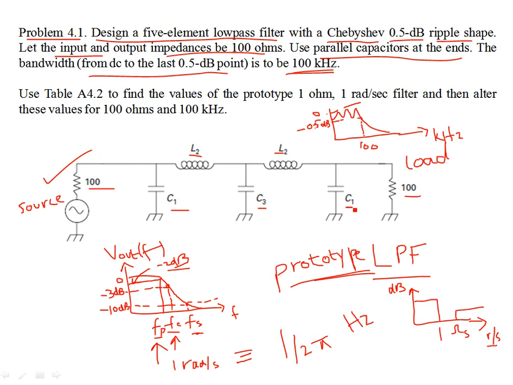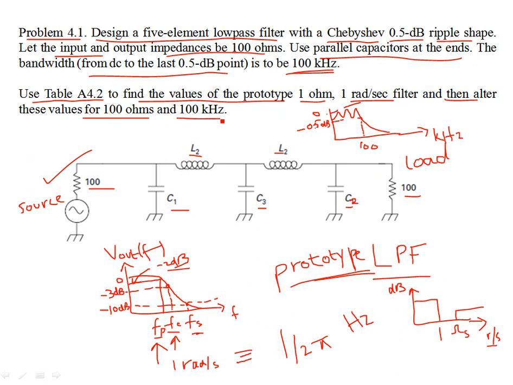This is C1, C3, and let's call this C2. Never mind. So you have to use the table which is given in the appendix of the book, that is A 4.2, to find the values of the prototype 1 ohm, 1 radian per second filter, and then alter these values for 100 ohms and 100 kilohertz.